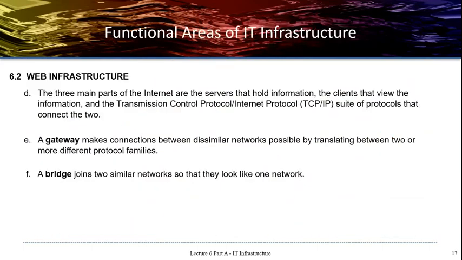So the web infrastructure, the three main parts of the internet are the servers that hold information, the clients that view the information, and the transmission control protocol, internet protocol, TCP/IP. So this is the protocol, the common language connecting two computers, the TCP/IP. So you can see your computer will have an IP number, 192.154.60.2 or something like that. So that's a common number, and that number is unique from network device to device.